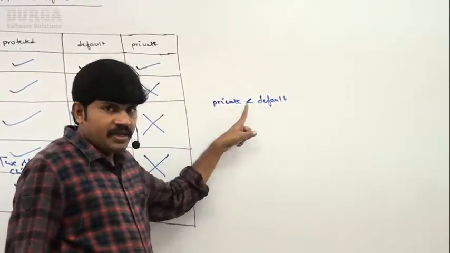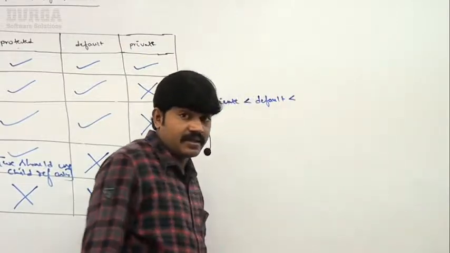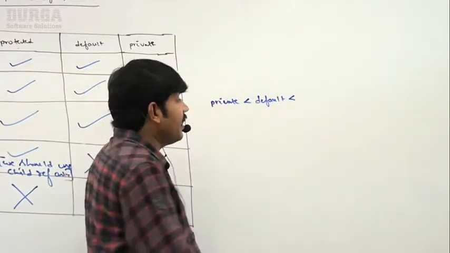Private is less than default. Observe that: this is the content, default is nothing but less than this, distance is nothing but default padding, and under this one is nothing but border less than.